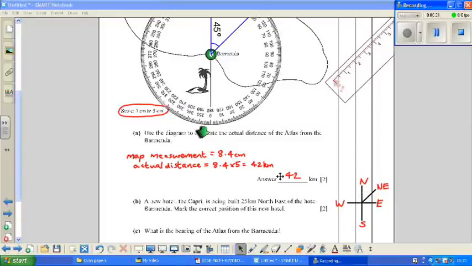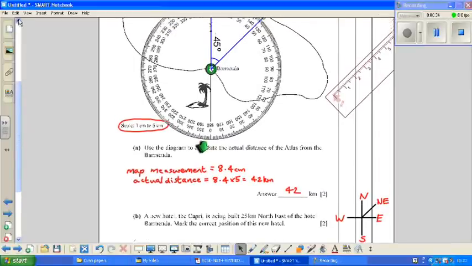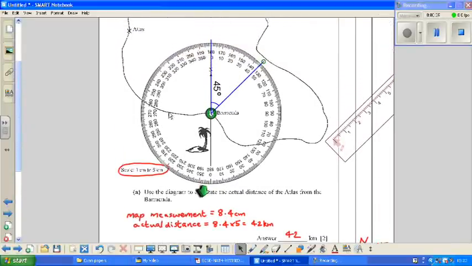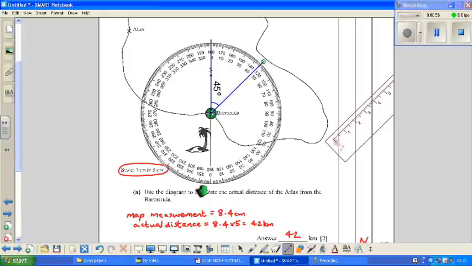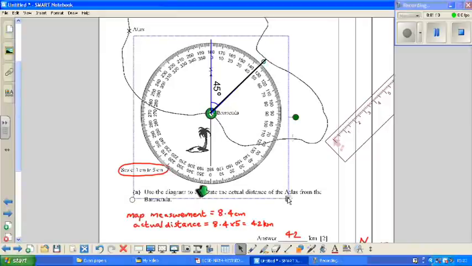So if you go back up then to the diagram, we're going to get our protractor. There's the Hotel Barracuda. We're going to put the 0 line of the protractor along the north line, and we're going to measure 45 degrees from that 0 line, and along that line is going to lie this new hotel. So let's just draw the line in there. We don't know exactly where it is, but it's somewhere along that line. Okay, so let's just get rid of the protractor now.